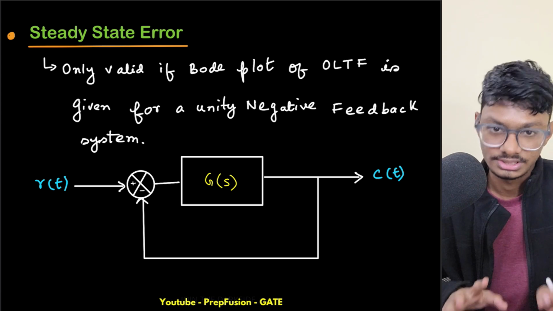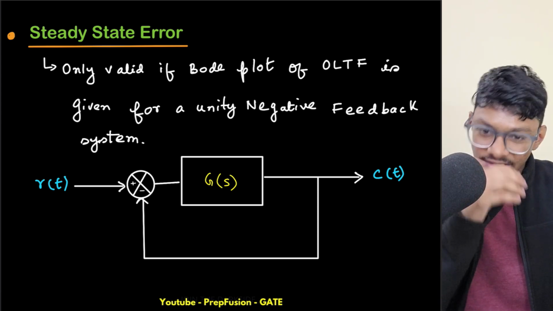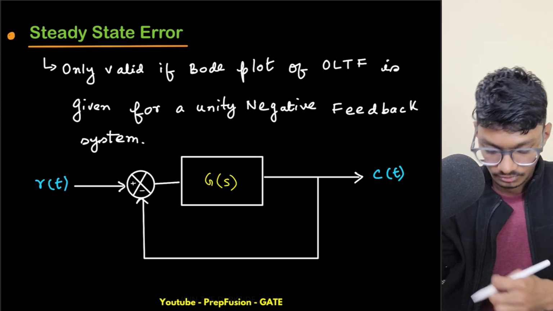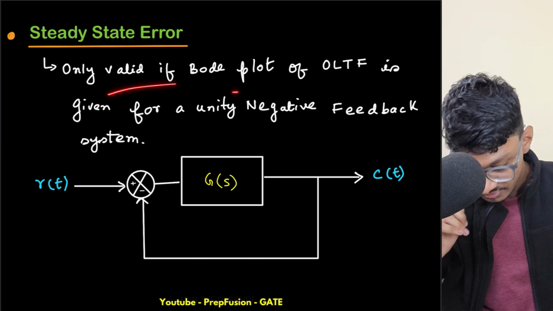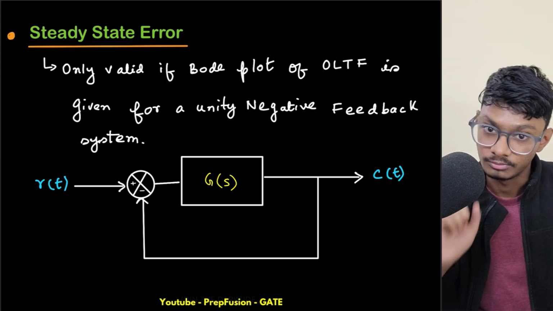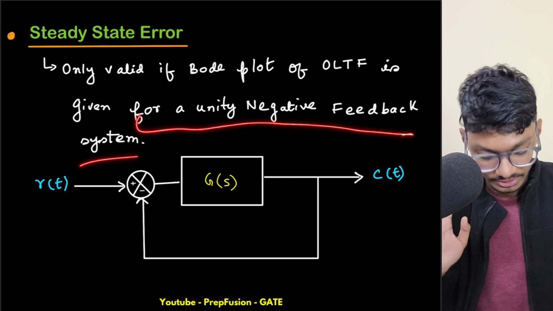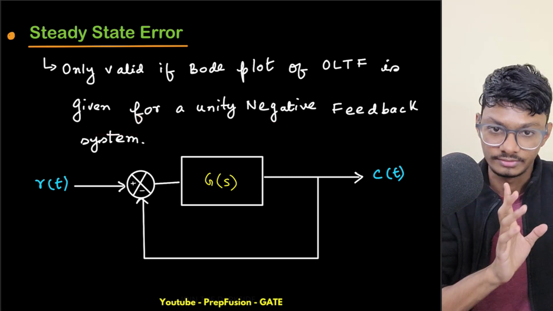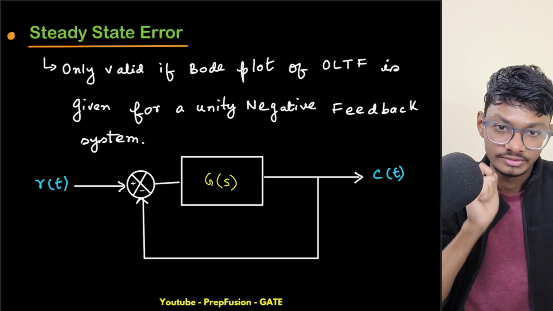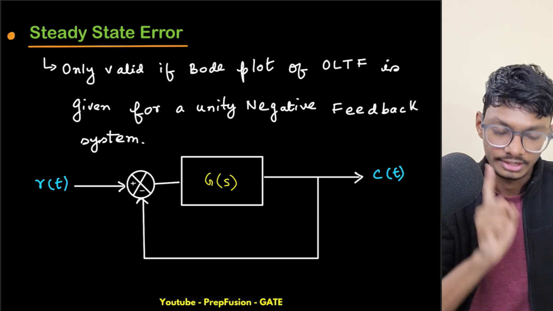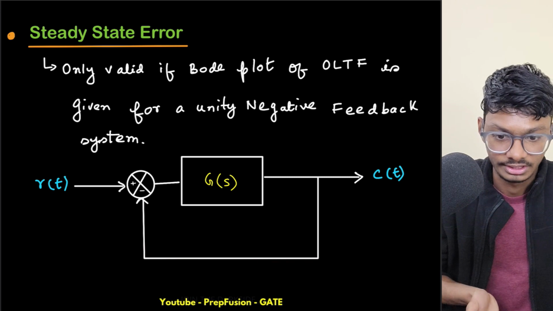Now let's come to the steady state error. You don't have to think much about steady state error. This is only valid if the Bode plot of the OLTF is given, and the OLTF is of a unity negative feedback system. Only valid if the Bode plot is given for a unity negative feedback system. This is the new unity negative feedback system.